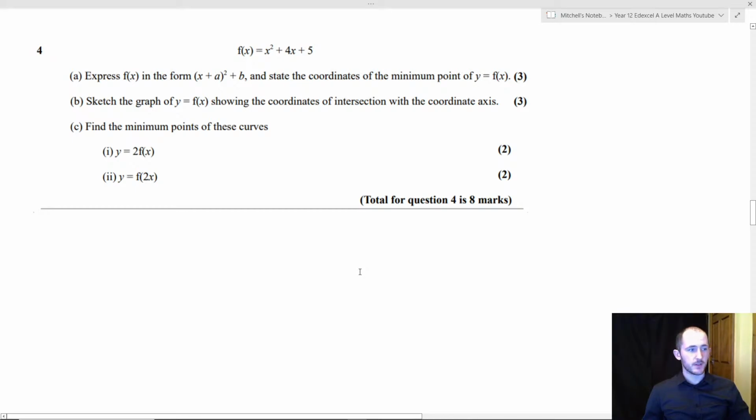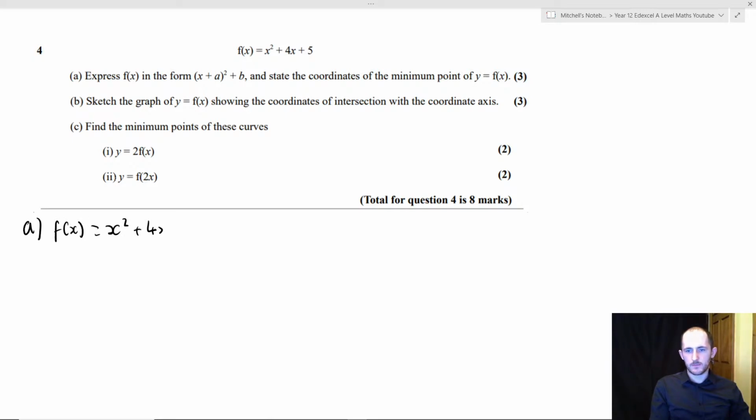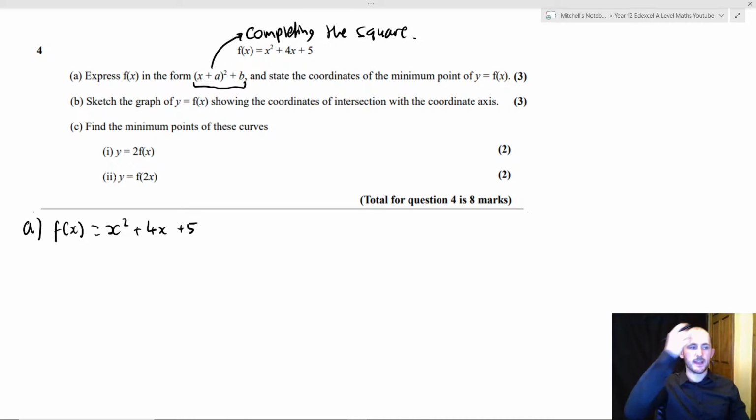Okay, 8-mark question, so pretty beefy, so brace yourselves. And it says 4, we have equals x squared. Okay, and it says sketch it in the form this. Now this form always means completing the square.